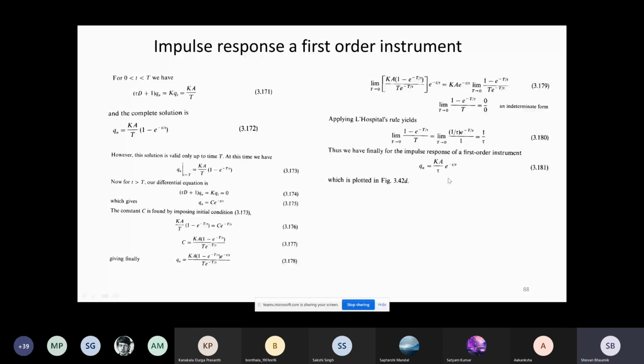So we have 1 by tau, and the term K A e to the power minus t by tau remains. So what will be the ultimate output for an impulse response? That will be Q0 equals K A by tau, where tau comes from here, times e to the power minus t by tau. You see, if t is 0, Q0 will be equal to K A by tau. So it will start from K A by tau. Here it is plotted. You see it is starting from K A by tau.